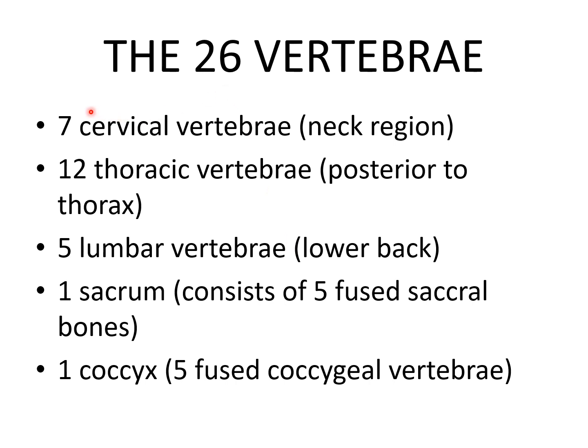We have 7 in the cervical region or the neck region, from the atlas, which is this first cervical vertebra, up to the 7th. Then we come to the thoracic vertebrae. They are 12 in number. The lumbar vertebrae at the lower back, they are 5 in number. Then at the sacrum, we have 1, which actually consists of 5 fused sacral bones. And at the coccyx, we also have 1 that consists of 5 fused coccygeal vertebrae.